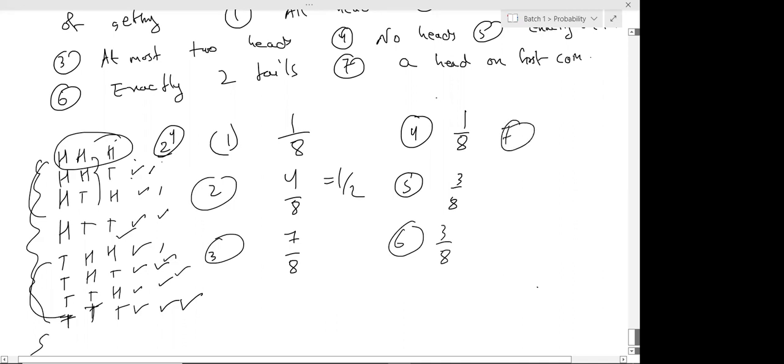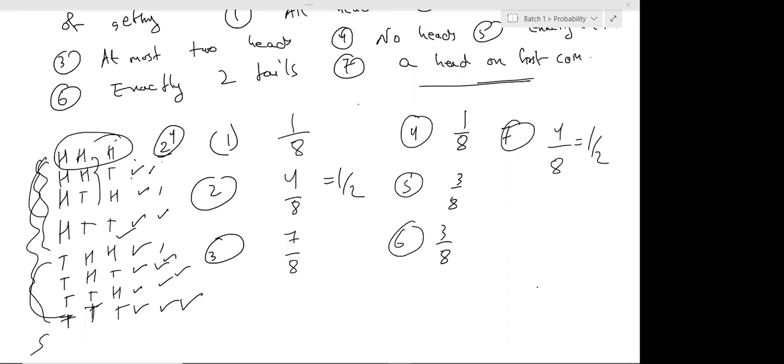In the seventh one, a head on the first coin. So first coin heads is 4 cases. So 4 of 8 is half. Is it clear? Yes, sir. All right, match your answers. And Arsalan, Abdul, clear? All right. Next question.